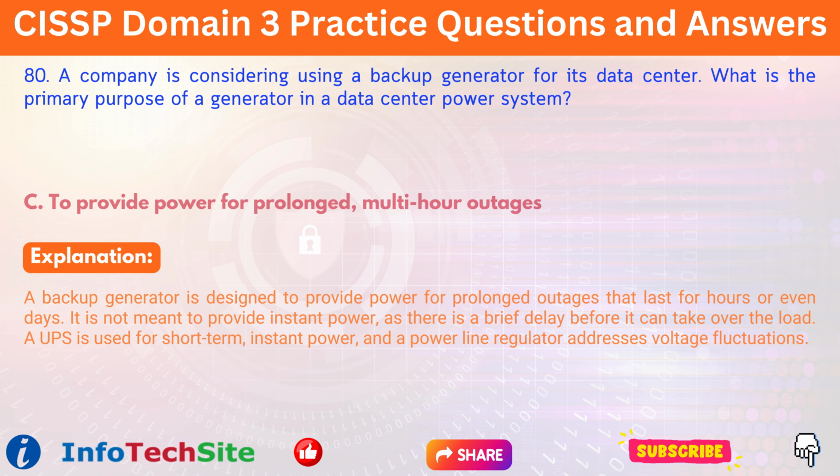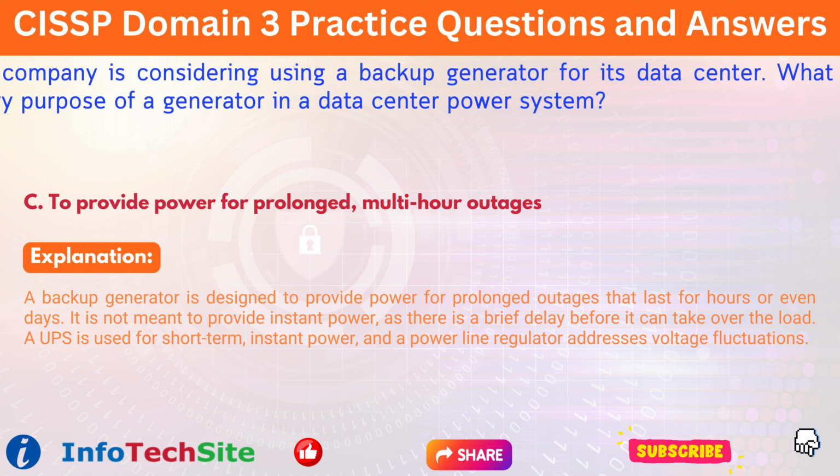It is not meant to provide instant power, as there is a brief delay before it can take over the load. A UPS is used for short-term, instant power, and a power line regulator addresses voltage fluctuations.